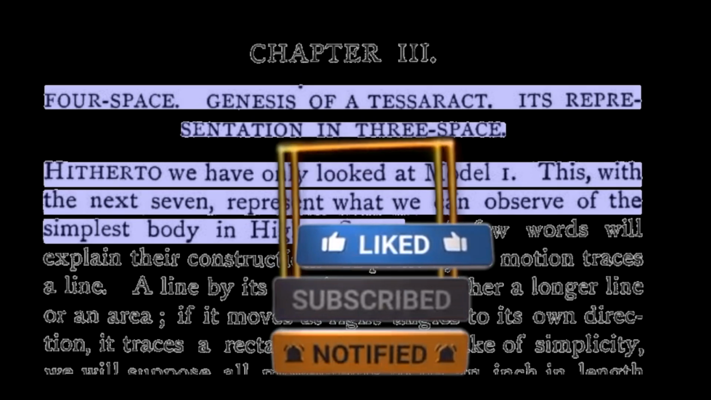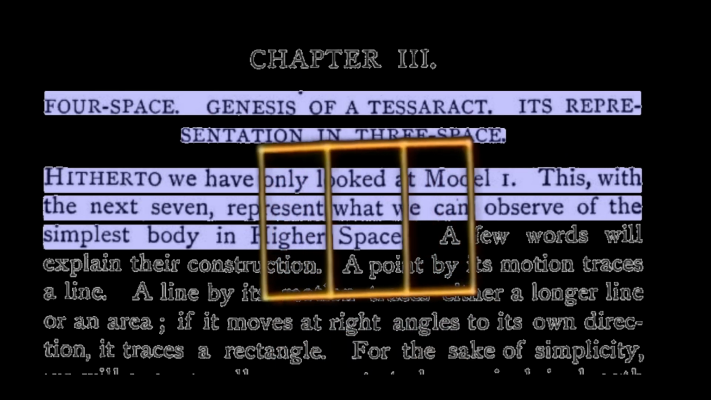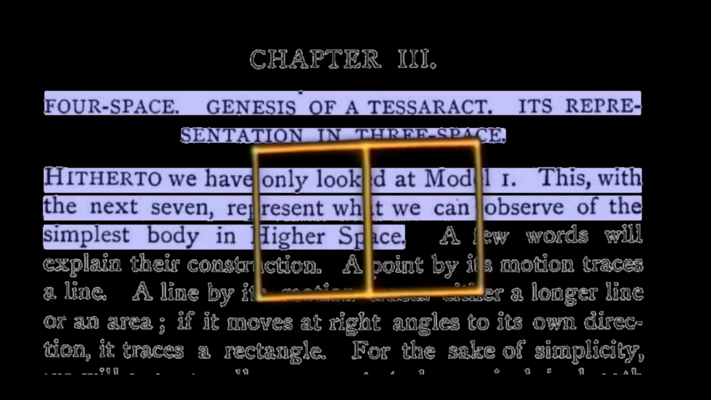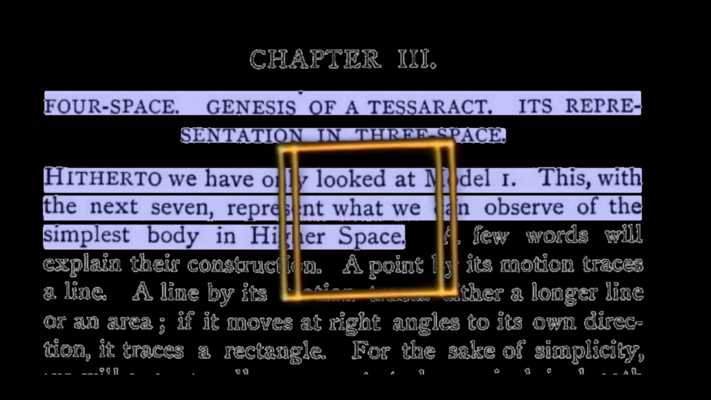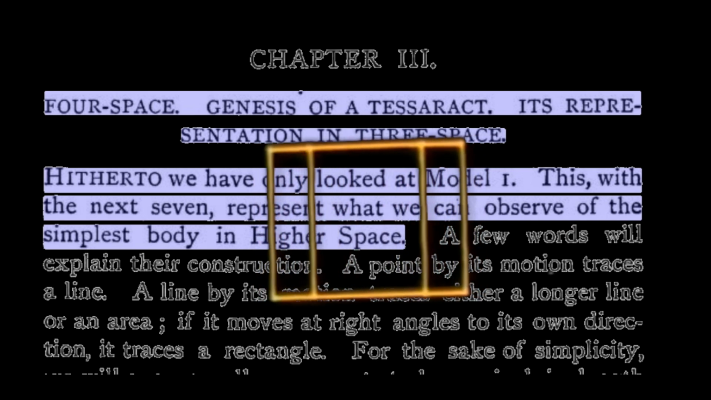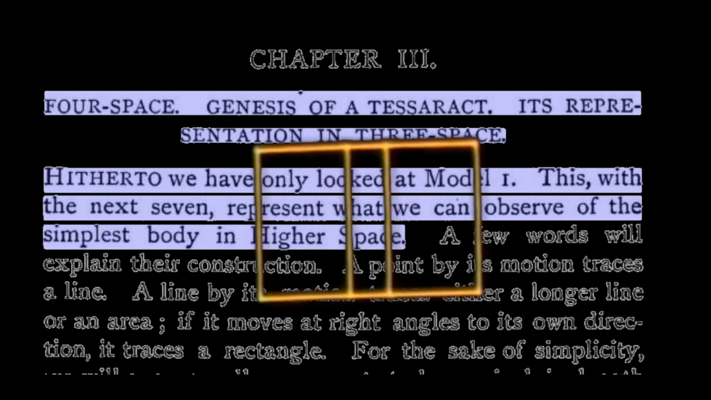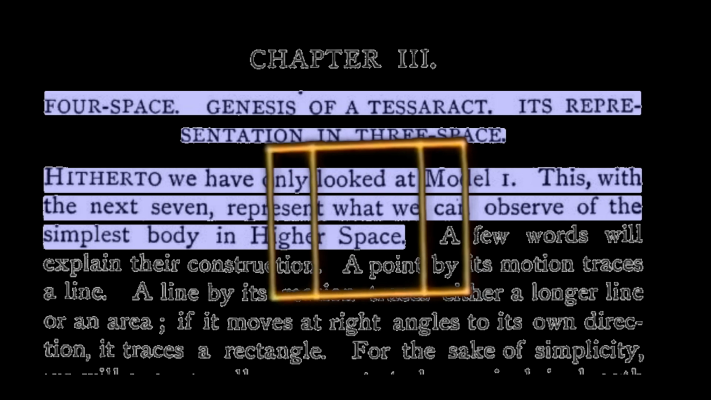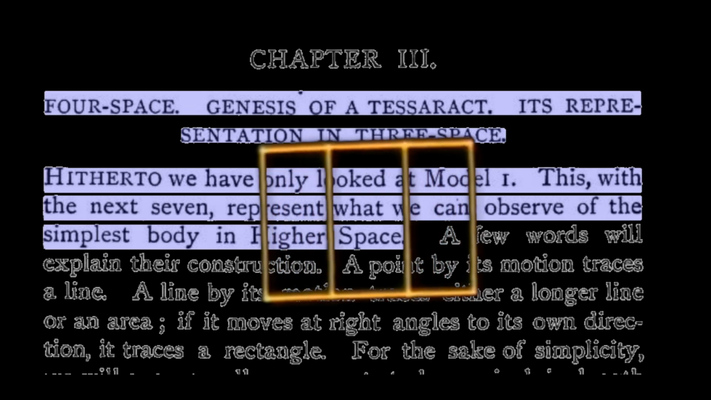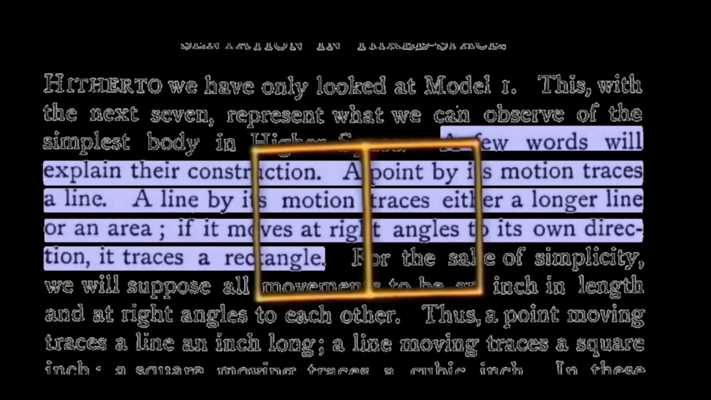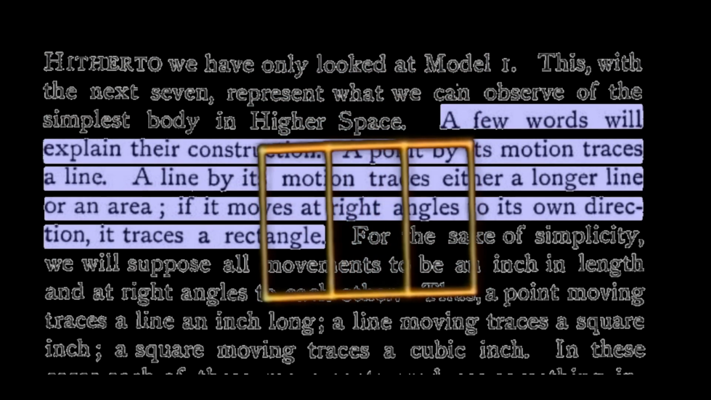Chapter 3. For Space. Genesis of a tesseract. Its representation in 3 space. Hitherto we have only looked at Model 1. This, with the next 7, represent what we can observe of the simplest body in higher space. A few words will explain their construction.